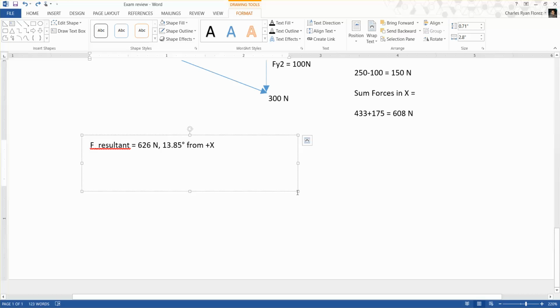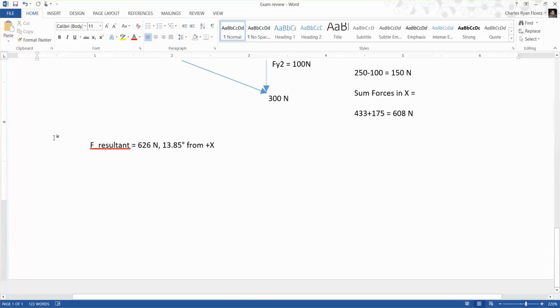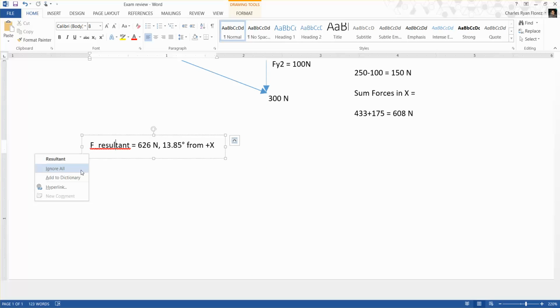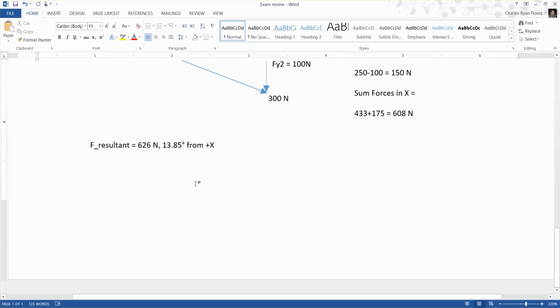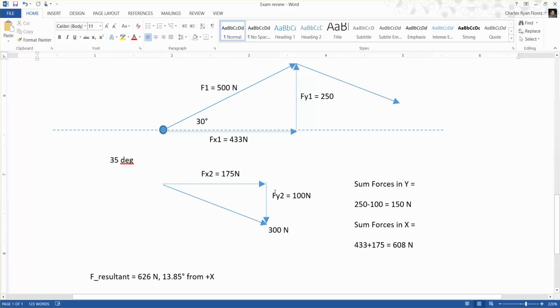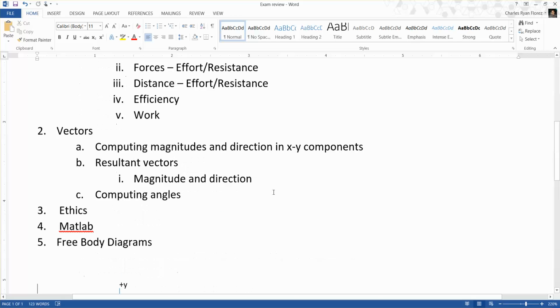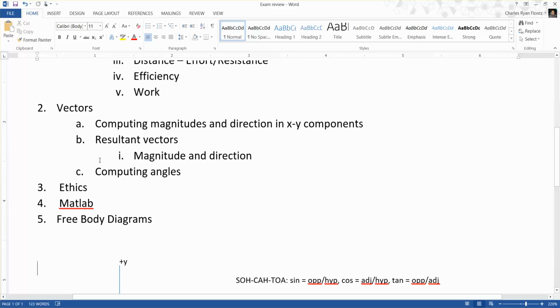If you have this as your answer, in my opinion, that is a perfectly okay answer for describing a resultant force. Okay, alright, that was long. Okay, so computing angles, we kind of already went over that.